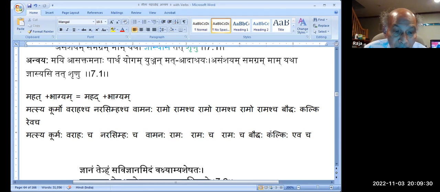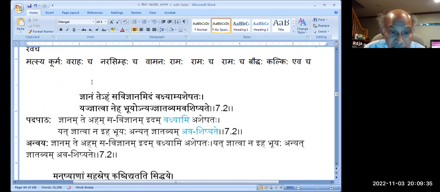Okay, now look at this. Gnanam te aham. You know, this avagraha is a loss of a. So gnanam te aham, sa vignanam idam. I broke this. You have to break at the right place, because each of the terms that are broken has to make a proper meaning. That's why analysis is more difficult. You need to know where to break.